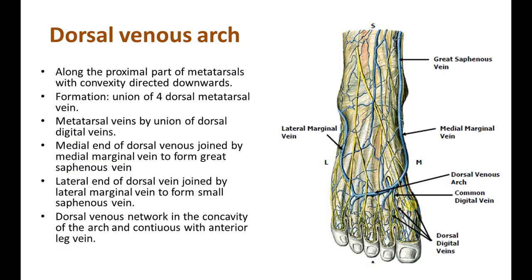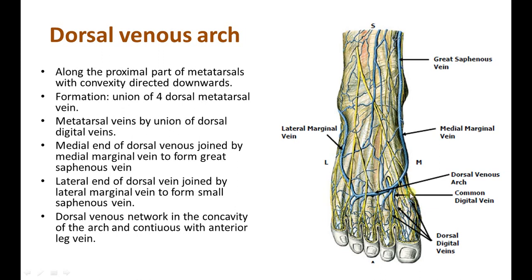Next, the most superficial structure you come across in the dorsum of foot, in the superficial fascia, is the dorsal venous arch, which is lying convexly. The convexity is towards anterior, along the heads of the metatarsals. The dorsal venous arch is formed by receiving 4 dorsal metatarsal veins. Okay, the 4 dorsal metatarsal veins join to form the dorsal venous arch.